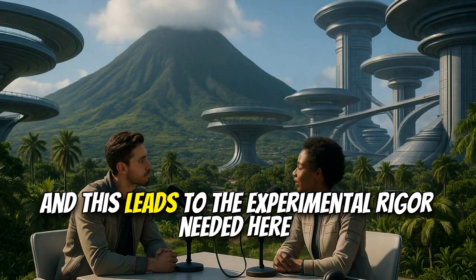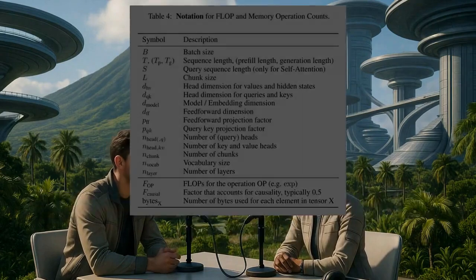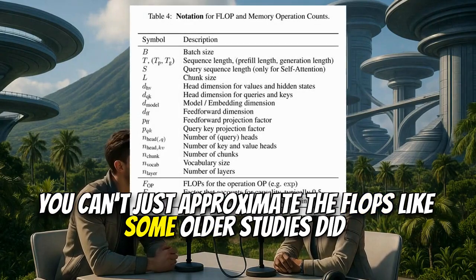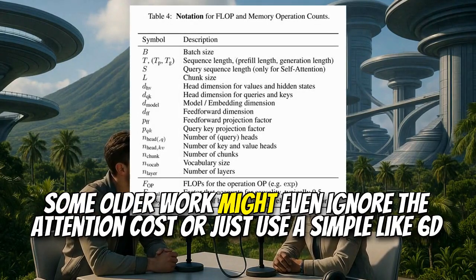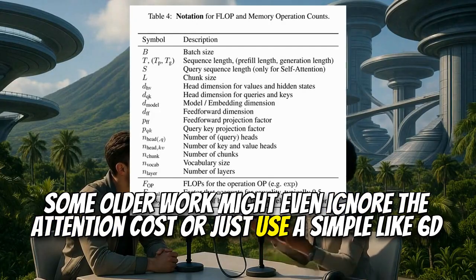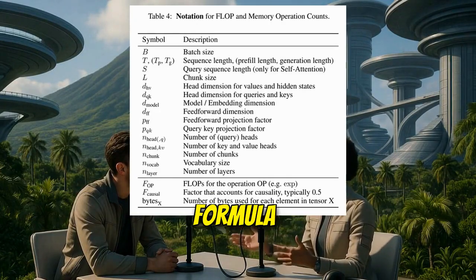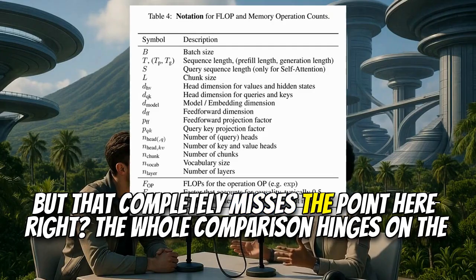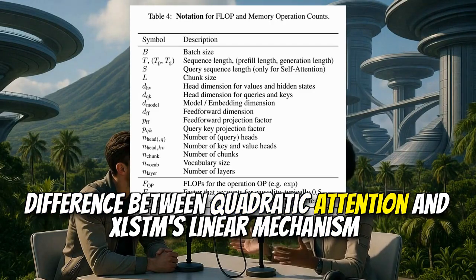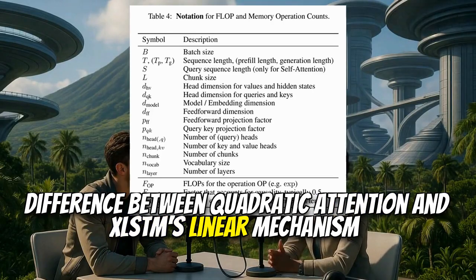You do, and this leads to the experimental rigor needed here. You can't just approximate the FLOPs like some older studies did. Some older work might even ignore the attention cost or just use a simple 6ND formula. But that completely misses the point here, right? The whole comparison hinges on the difference between quadratic attention and xLSTM's linear mechanism.